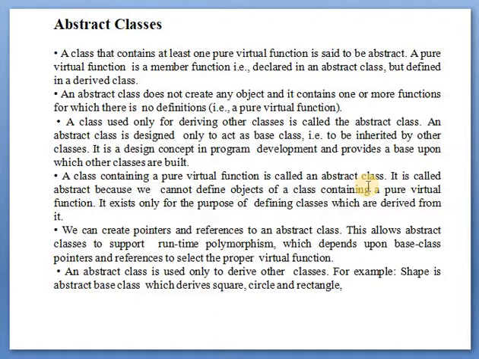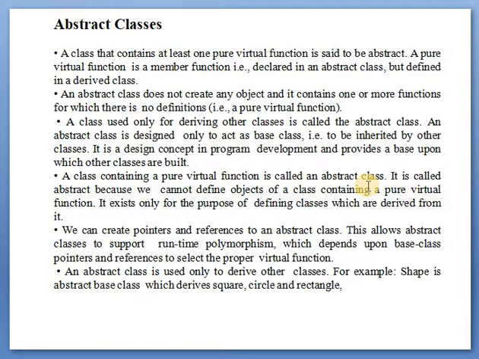Means this class is only used as a base class and it is used to derive other classes. An abstract class is designed only to act as a base class, that is, to be inherited by other classes. It is a design concept in program development and provides a base upon which other classes are built. So there is no definition of the function in that class. A class containing a pure virtual function is called an abstract class.